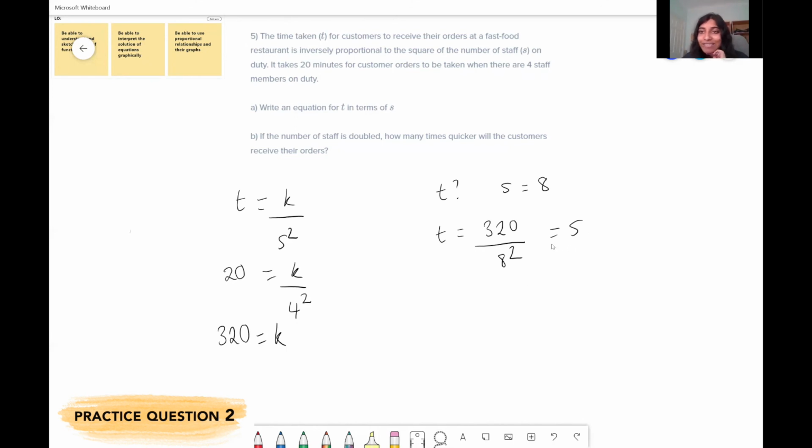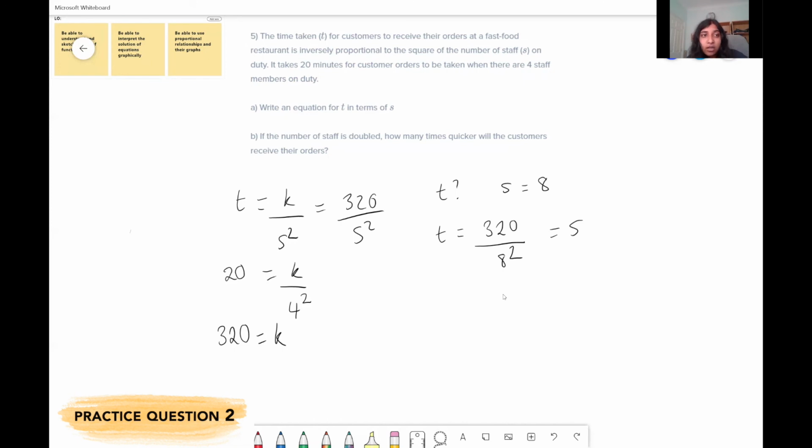What I just did there is quite a common mistake for loads of students. They would just forget that you need to square it. So just remember what the equation looks like, and remember to read the question properly. But yeah, that's the answer.